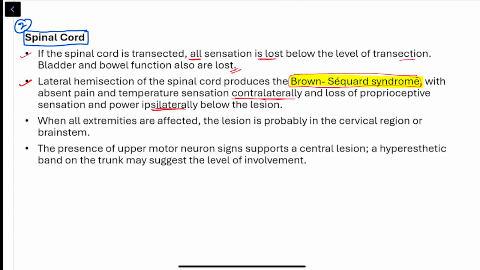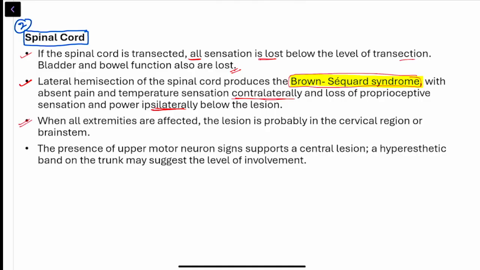Right, it is all about remembering. You have to remember Brown-Séquard syndrome. It is also known as hemicord syndrome. Here half of the spinal cord is damaged. On the contralateral side there will be absent pain and temperature. On the ipsilateral side there will be absent proprioception, touch and fine touch, with joint position sense loss. Right, there can be motor loss also.